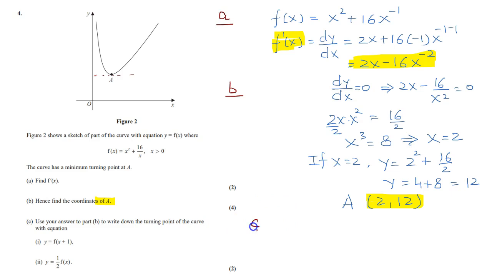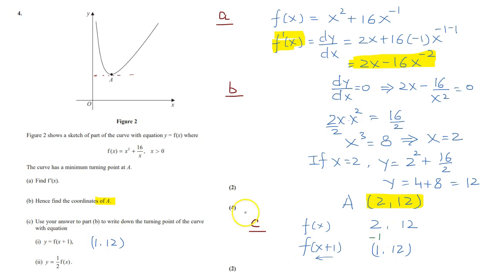Part C. Use your answer to part B. This is 2 and 12. Write down the turning point of the curve with this equation. Now if f(x) is 2 and 12, f(x) plus 1 means it will move in the negative direction, so the x coordinate will be minus 1, which means we subtract, and y will remain the same. So this coordinate will become 2 minus 1 is 1 and 12. So this will be 1 and 12.